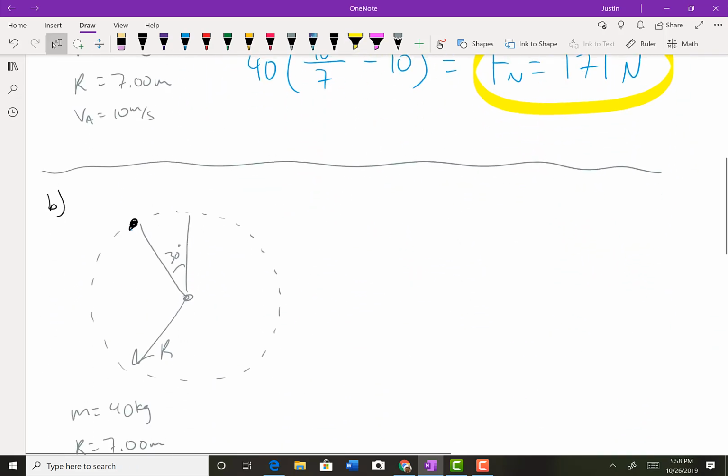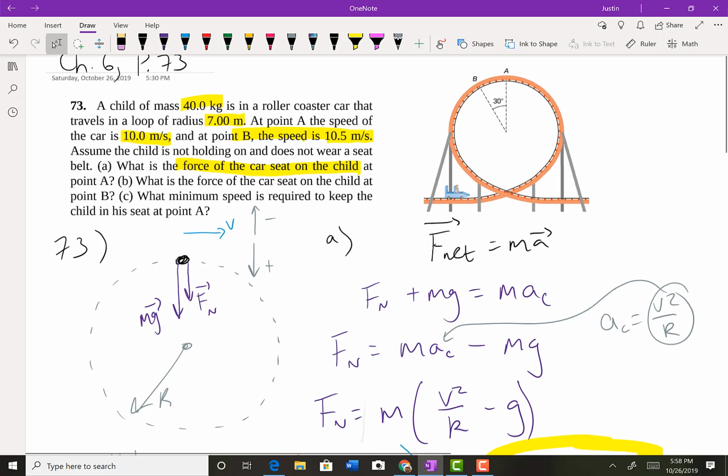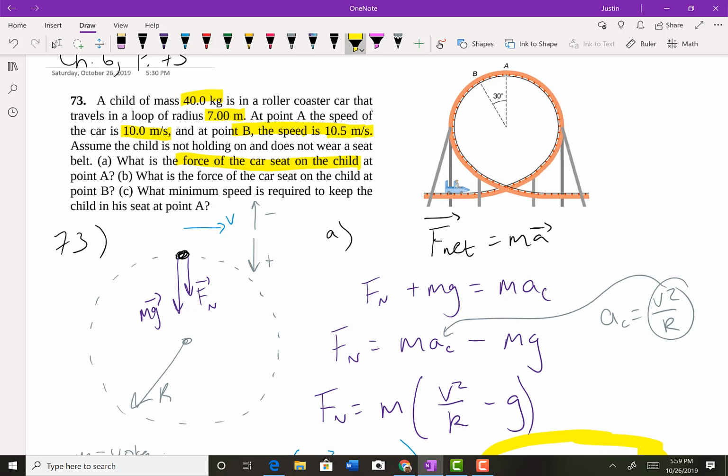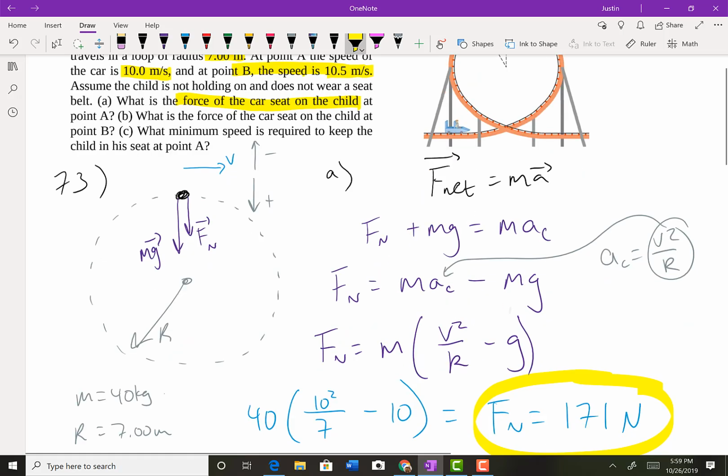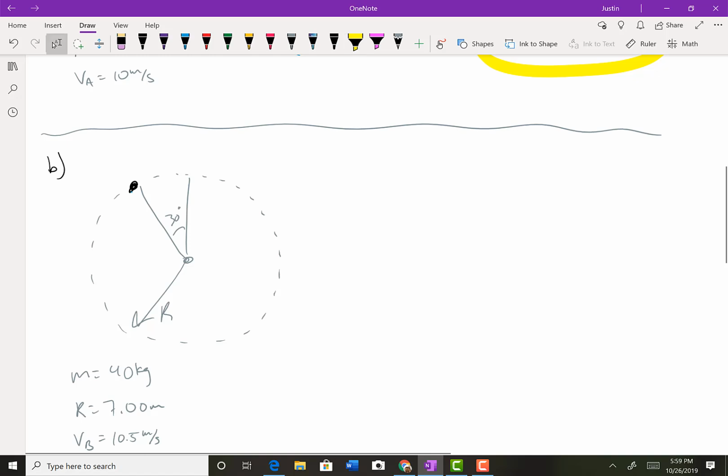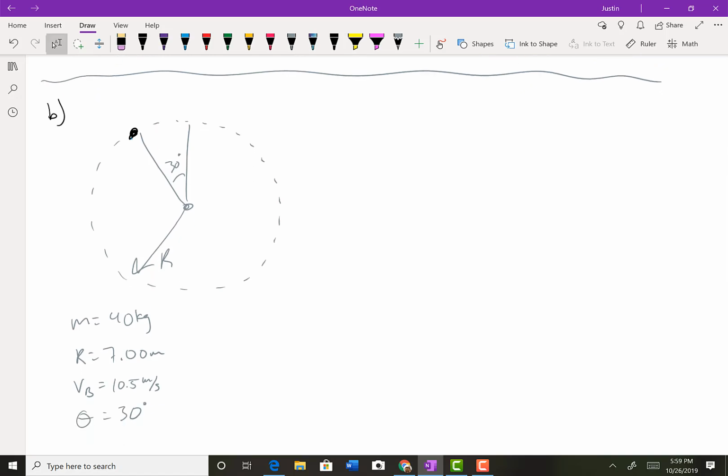Awesome. Now we're going to go to part B, where we try to find the force at point B, which is not at the top. It's 30 degrees just below the top there. Everything's the same except, once again, this is 30 degrees, and they told me the speed is 10.5 meters per second at that point. So we've got a speed going this way.